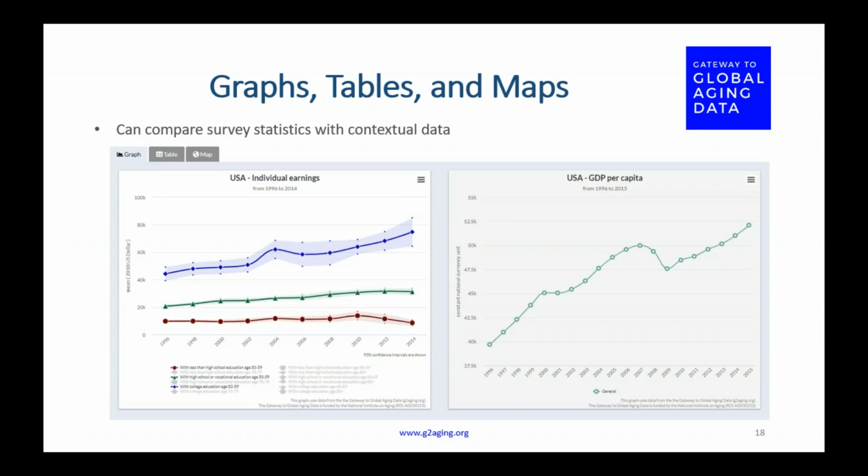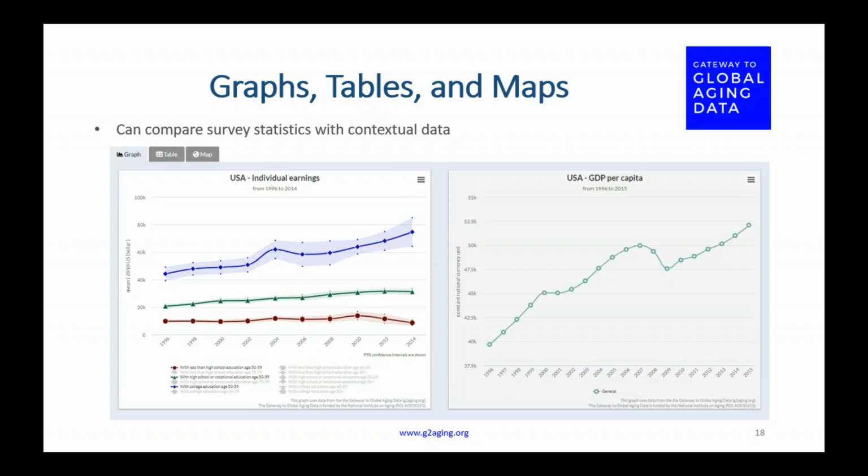And we've done 3 different subpopulations. So the blue line here represents people with a college education. The green line represents people with a high school or vocational education. And that last reddish line is people with less than a high school education. And we've contrasted that here with US GDP per capita for the same time frame.